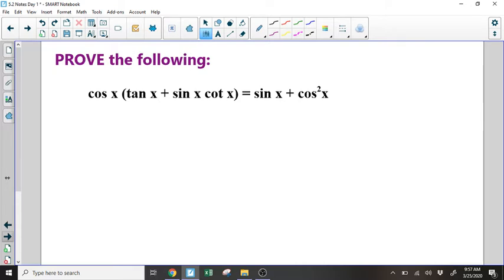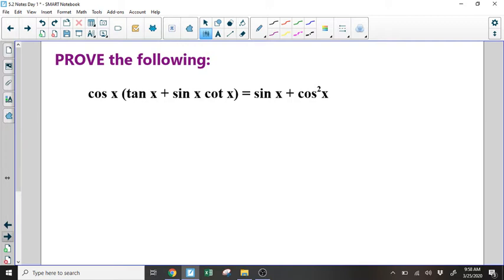All right, so next one, prove the following: cosine x times the quantity tangent x plus sine x cotangent x equals sine x plus cosine squared x. So both sides are a little complex. How do I pick the more complex side? On the left-hand side, we have 4 different functions, and on the right-hand side, we've only got 2. And it's easier to condense than it is to add functions into the problem. So if it were me, I would pick the left-hand side, the one with the cotangent, and try to get those written as just sines and cosines.